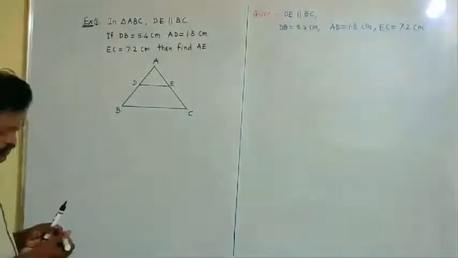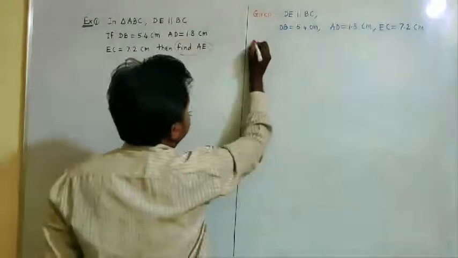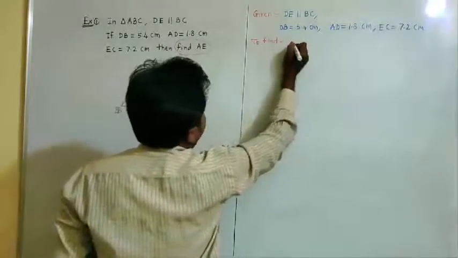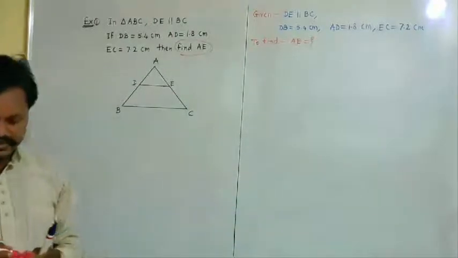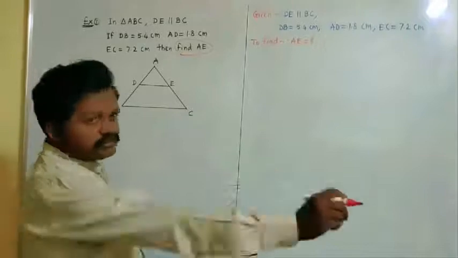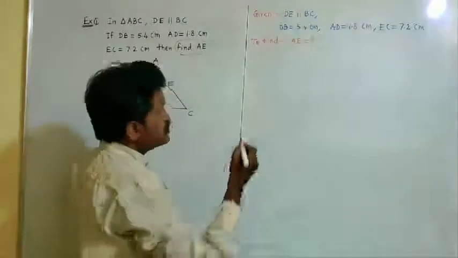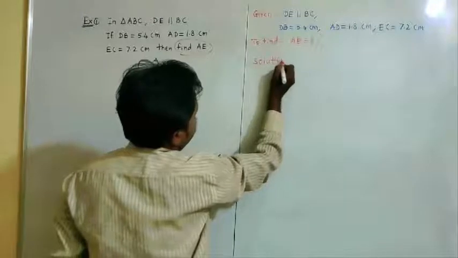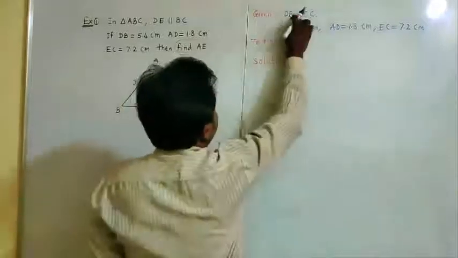Now what do you find out here? So find AE. So write here, to find: AE is equal to what? So solve this example by using the basic proportionality theorem, because DE is given parallel to BC. So I write here, solution. So in the solution, we write the first statement. What is it, sir? In triangle ABC.